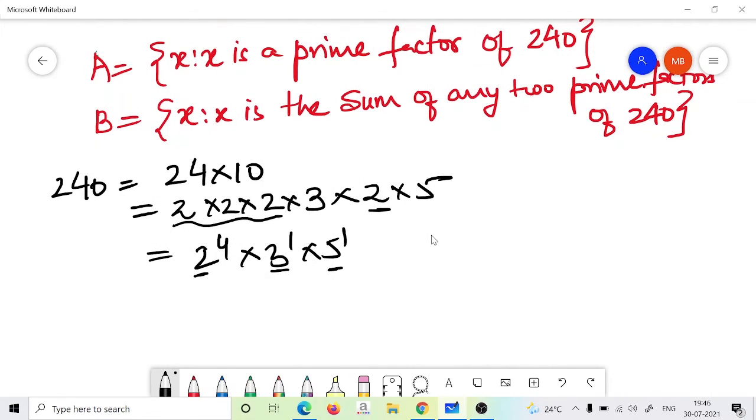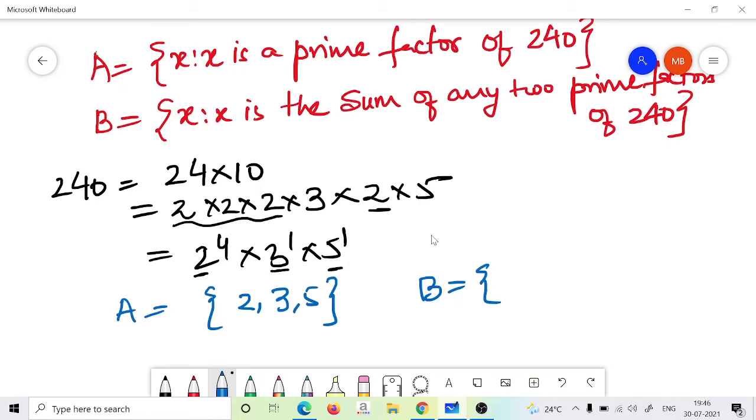Set A is 2, 3, 5. So 2, 3, 5 are the prime factors of 240. Let us try to find out set B. Set B is the sum of any two prime factors of 240. So let us begin with adding 2 and 3 first. 2 plus 3 is 5.